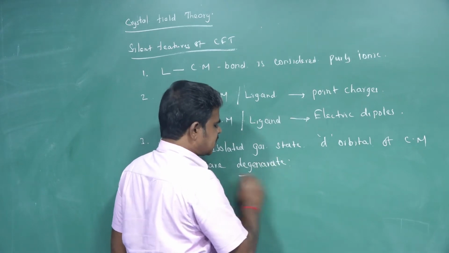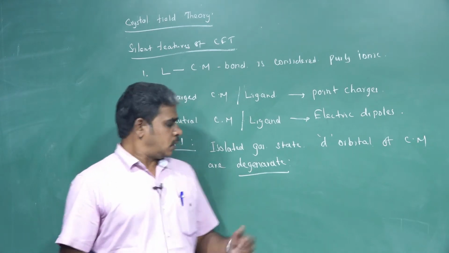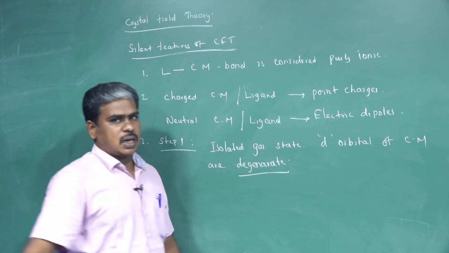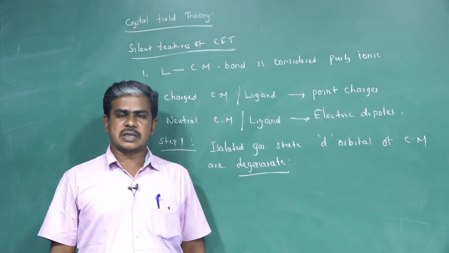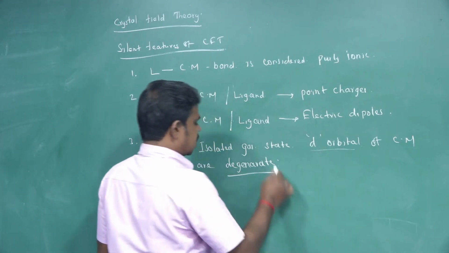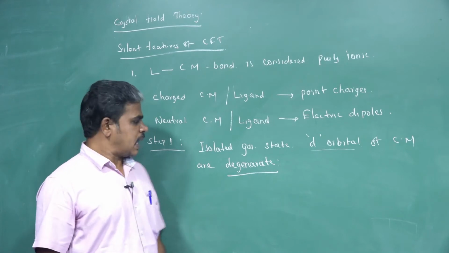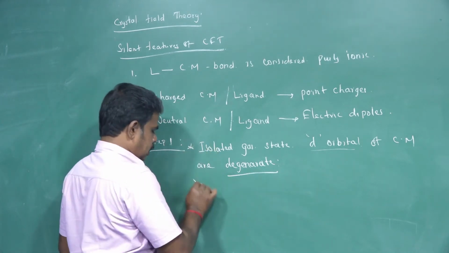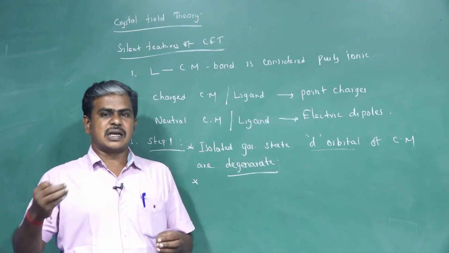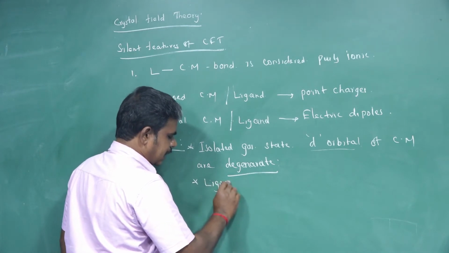So, what do you mean by degeneracy? Degeneracy is nothing but equal energy orbitals. Equal energy orbitals are considered degenerate orbitals. So, all the d orbitals are degenerate in an isolated gaseous atom. And here the ligand approaches along the x, y and z axes.